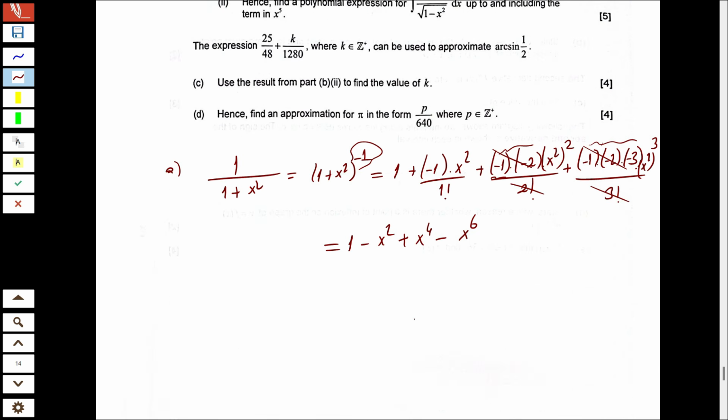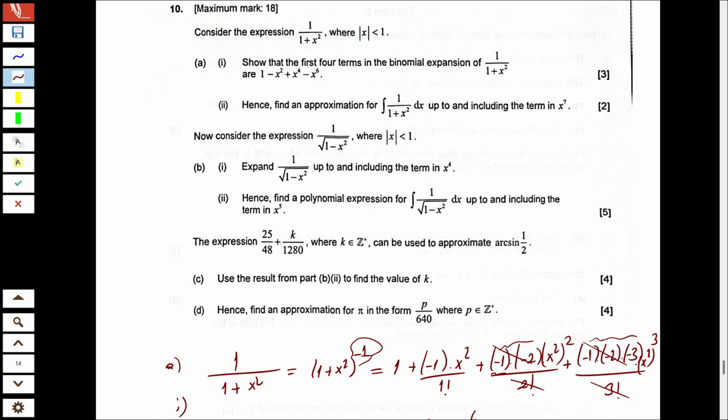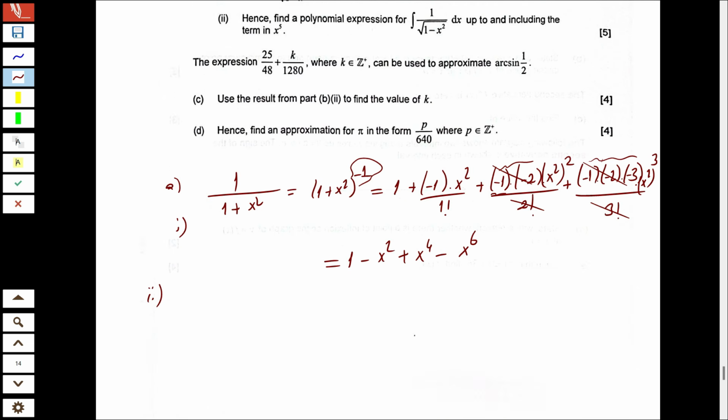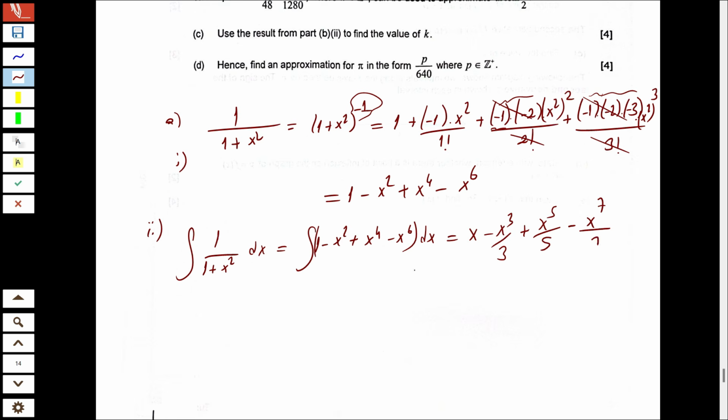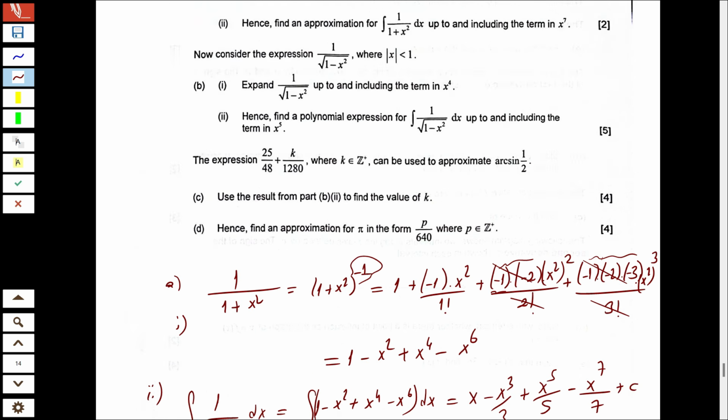And the second question of A is, hence find an approximation for the integral of this expression up to and including the term in x to the power of 7. So when we find the integral of this, it will give us the same, actually, the integral of the polynomial that we found in the previous question. Okay, we will find directly the integral of this expression, which is x minus x to the power of 3 divided by 3 plus x to the power of 5 divided by 5 minus x to the power of 7 divided by 7. You can add c, the constant value, okay?